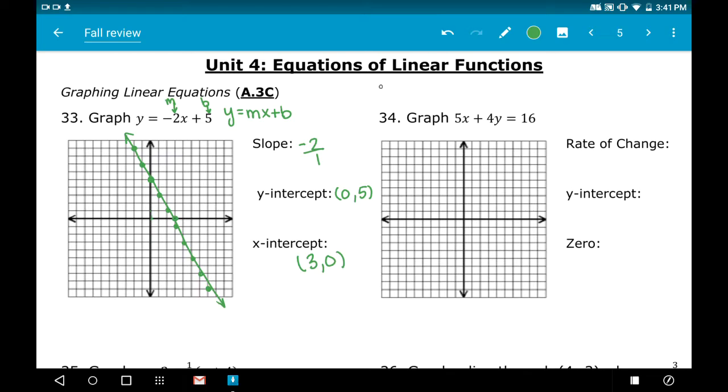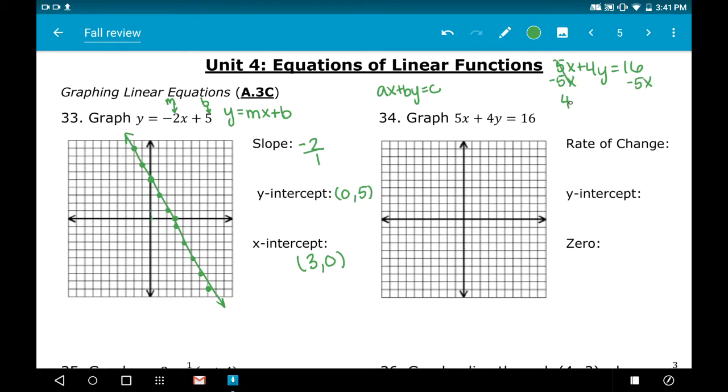34, this one is in standard form, which is ax plus by equals c. And with standard form, we need to convert it into slope-intercept form. So we start with 5x plus 4y equals 16. And I need to get y by itself. So my first step is subtract the x.